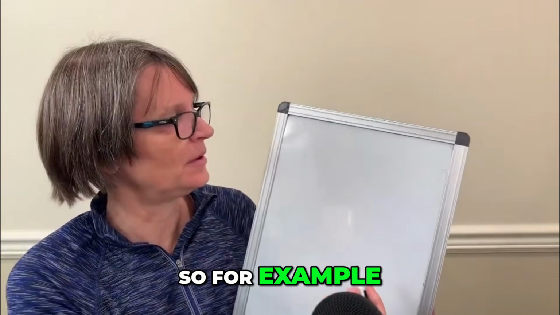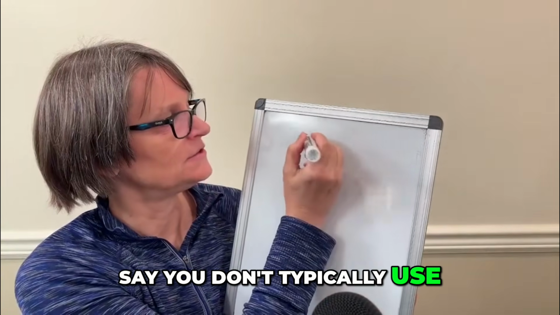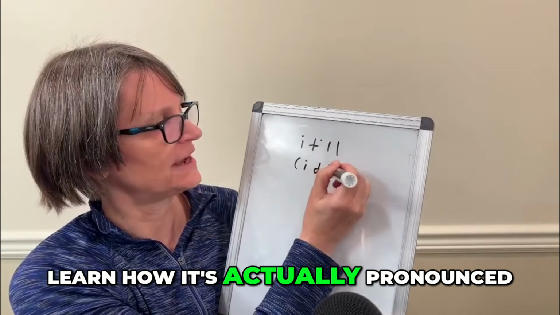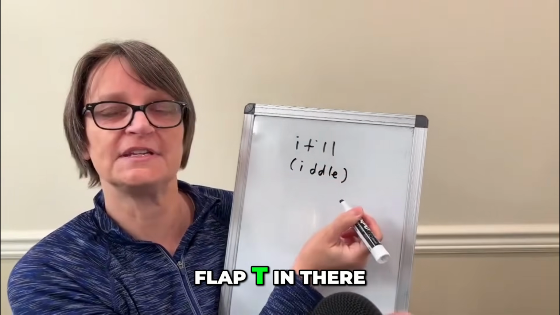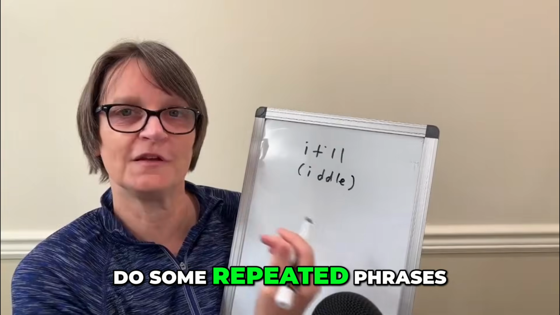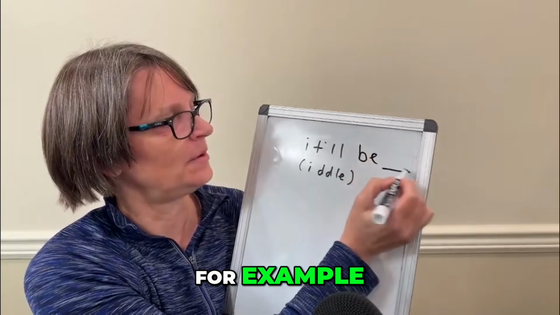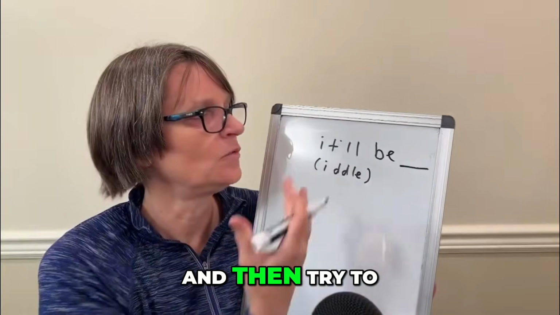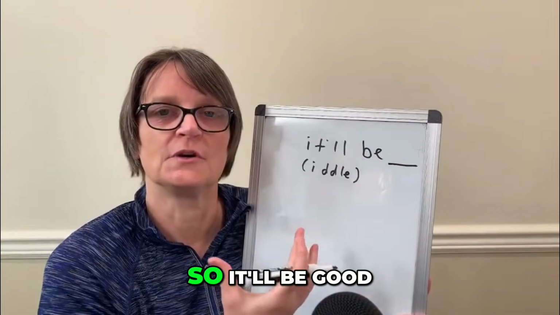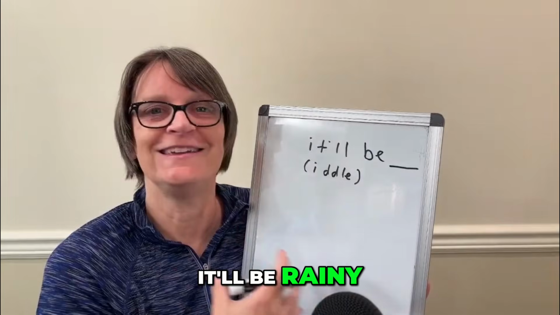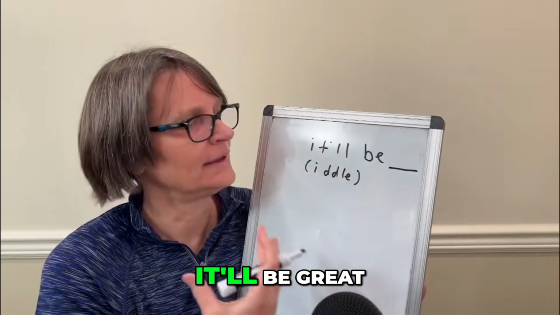So for example, say you don't typically use it'll. First of all, learn how it's actually pronounced. So it has the flap T in there, just like middle. And then we can do some repeated phrases with it. For example, I'm going to just practice it'll be, and then try to fill in some of my own words. So it'll be good, it'll be busy, it'll be rainy, it'll be okay, it'll be great.